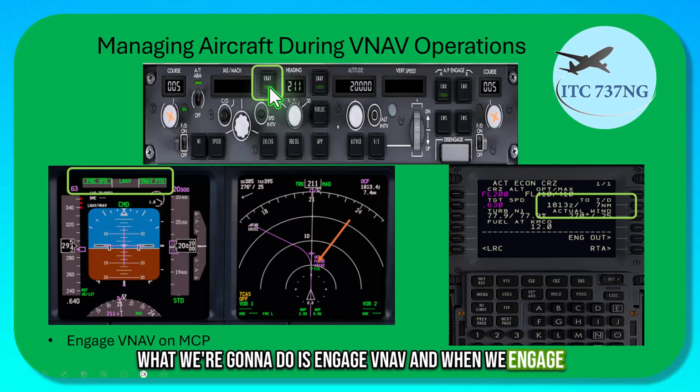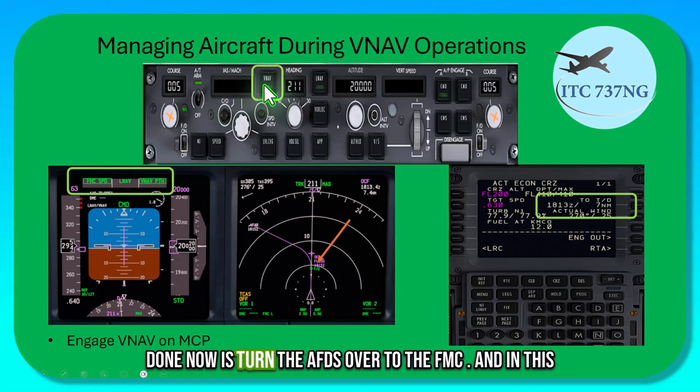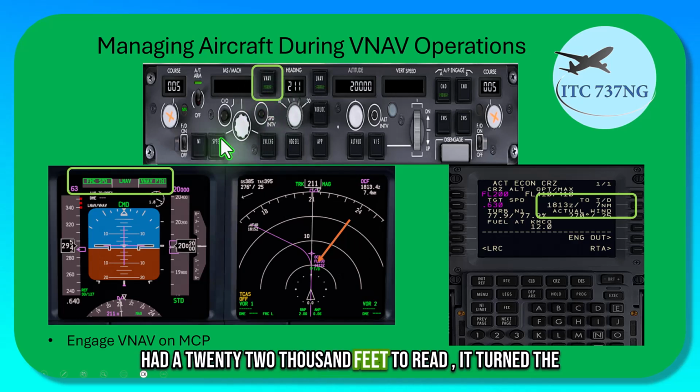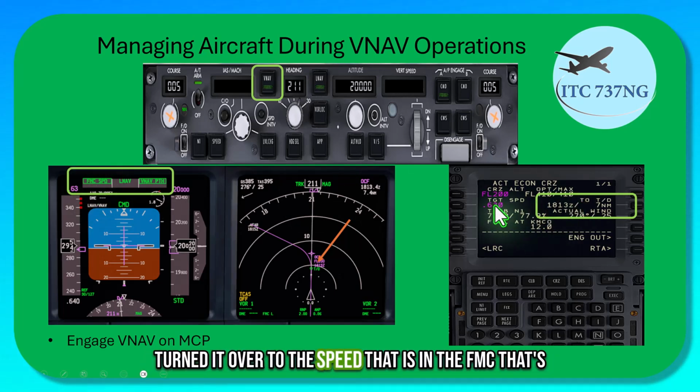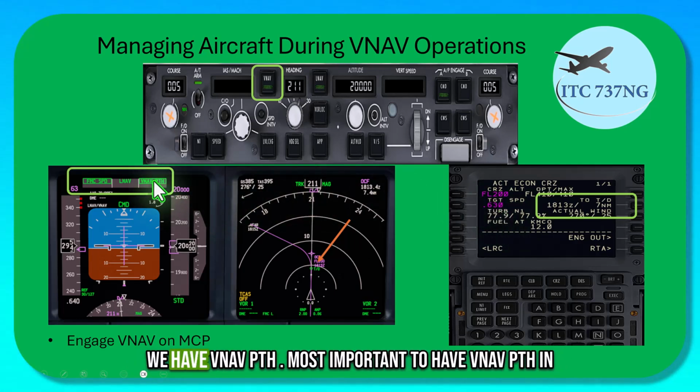And when we engage VNAV, the speed window is going to go blank. What we've done now is turn the autoflight director system over to the FMC. In this case, because it had 22,000 feet to read, it turned the aircraft over on the mode control panel. We can see we turn it over to the speed in the mode control panel that's configured for cruise and then eventually descent. And we have VNAV path.